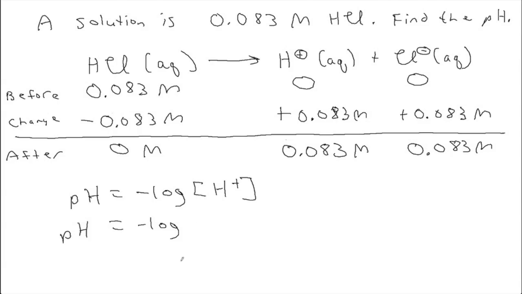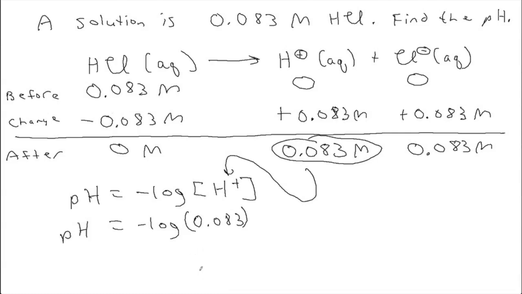Okay, but now we know when this reaction is over, what will be the concentration of protons? 0.083 molar. So we take this number, the concentration of protons after the reaction is over, and we plug it in here. Okay, now what? Now calculate. Okay, go ahead and tell me what you get. So we have the pH here is 1.08, and now we're done with the problem.